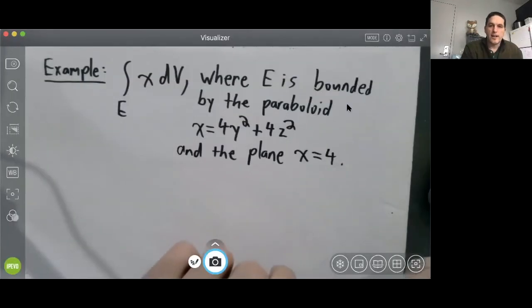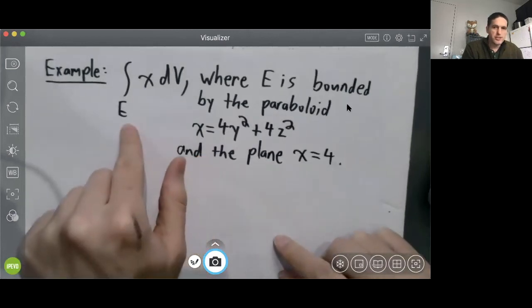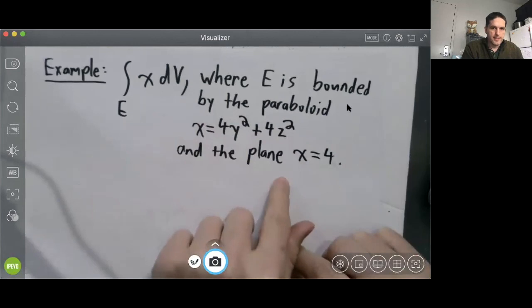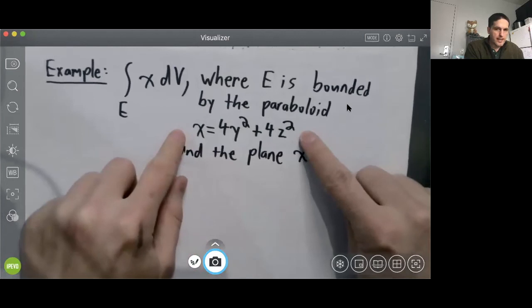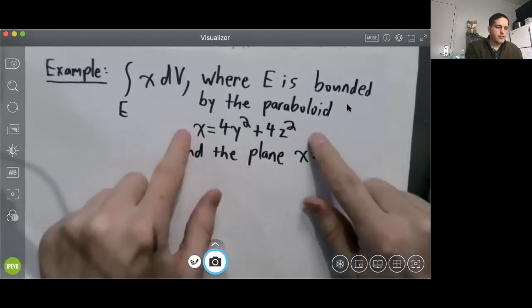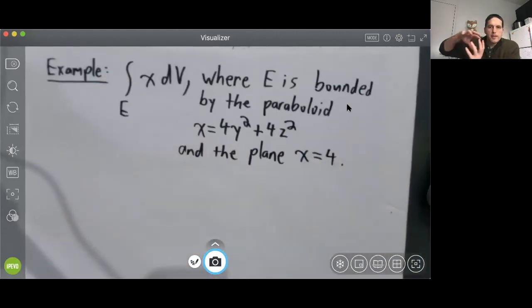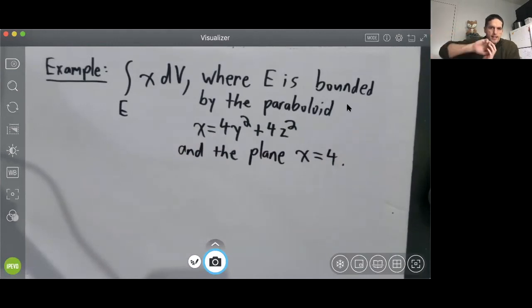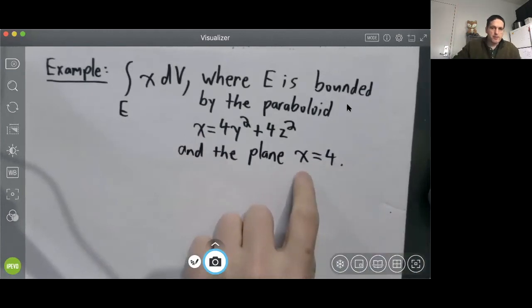Now let's look at one final example. We want to integrate this function over the solid region E, which is described like this. E is the solid region bounded by this paraboloid and the plane x equals 4. So if we visualize this paraboloid, this is a paraboloid that opens along the positive x-axis. And then this plane x equals 4 chops the paraboloid.